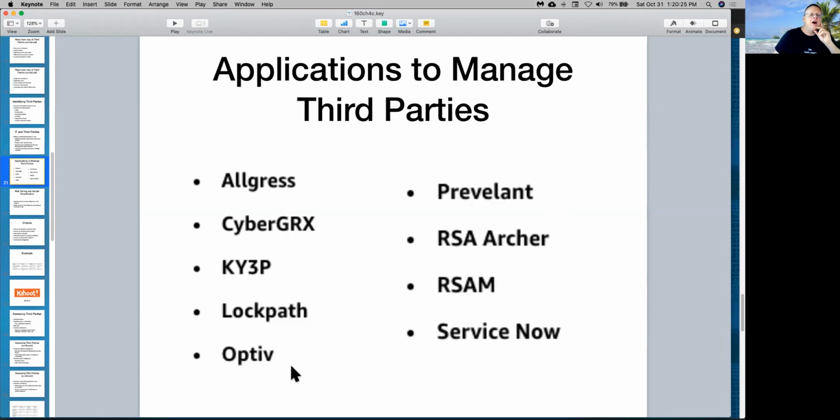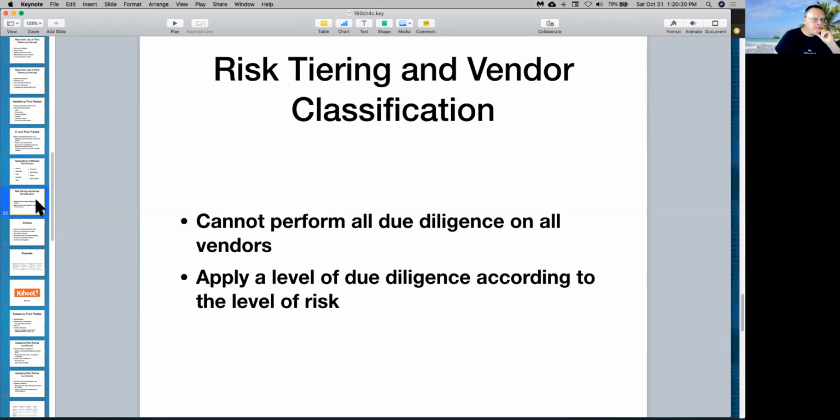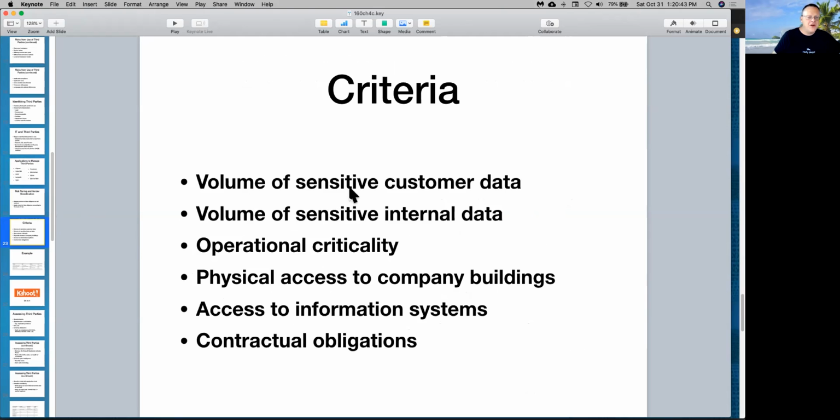So there's a lot of applications out there. You can buy products designed to handle your third-party vendors. And so now you've got all these vendors all over the place, and how are you going to deal with it? You have to prioritize it, just like any other security risk. So you have to decide which vendors really are worth spending your time carefully auditing. So consider how much sensitive data they've got, how important they are to the functionality of your business, whether they have physical access to the buildings or network access to your systems, and your contractual obligations. These are considerations that will help you decide which vendors are the high priority ones to audit for their practices.